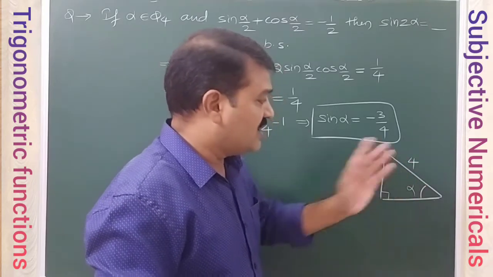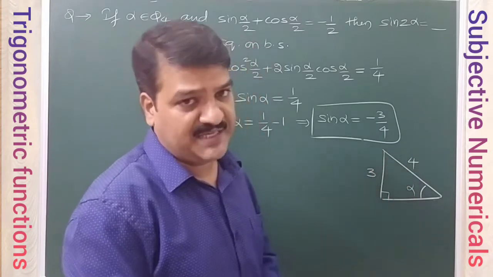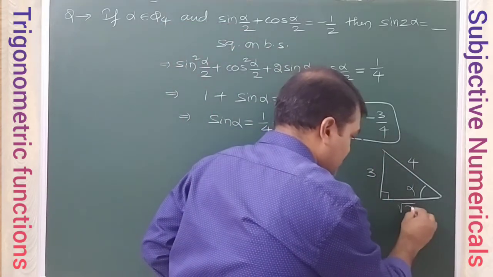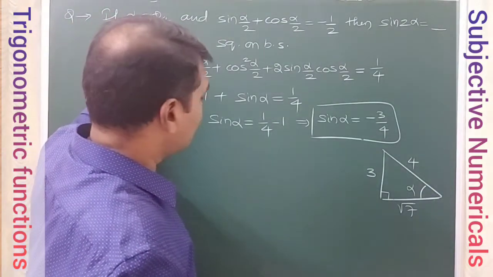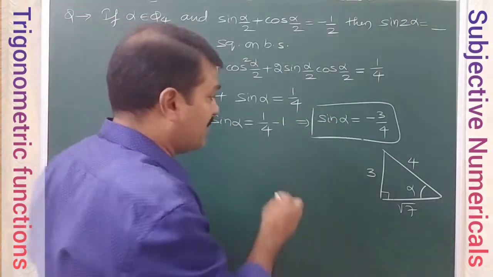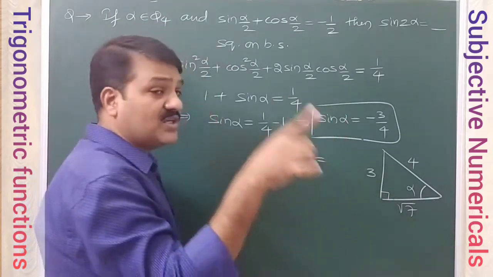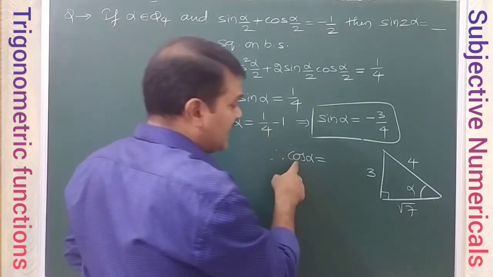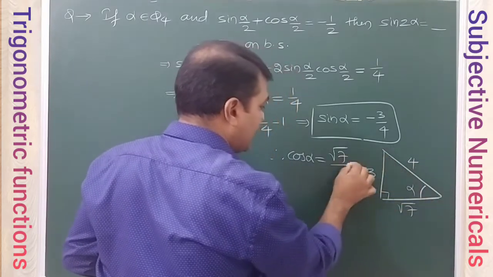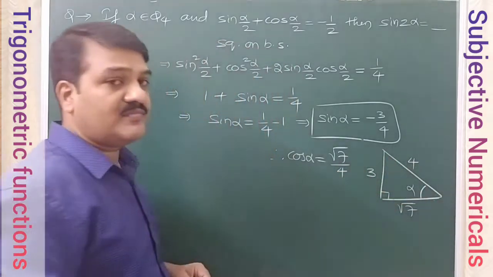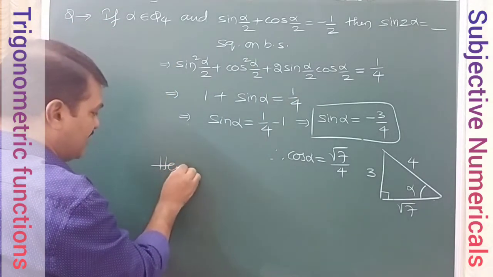Using the Pythagoras theorem, the adjacent side will be under root 16 minus 9, that means root 7. Alpha is in the fourth quadrant, and in the fourth quadrant cos alpha will definitely be positive. So cos alpha is positive because alpha is in the fourth quadrant. And from the figure, what is cos alpha? Adjacent by hypotenuse.